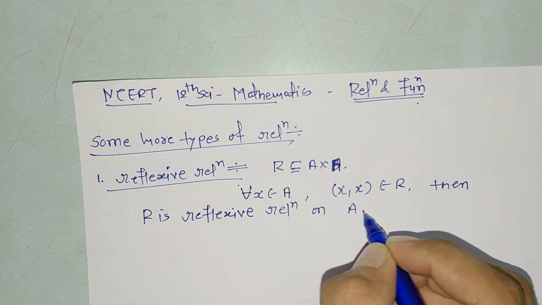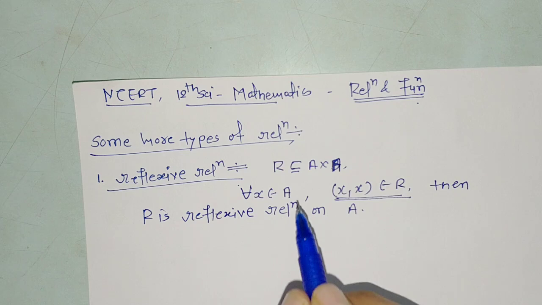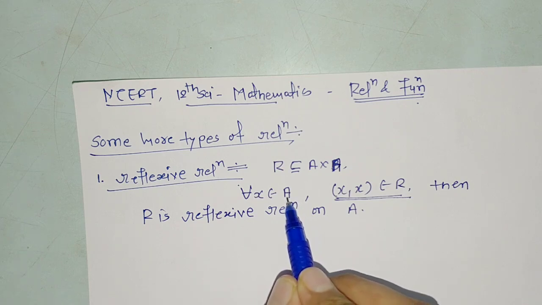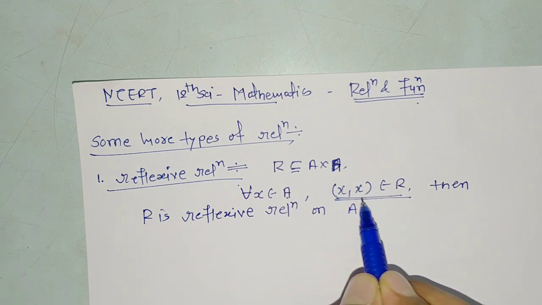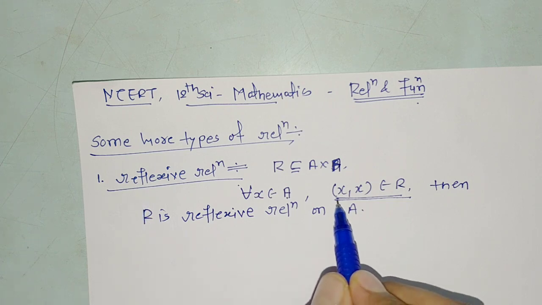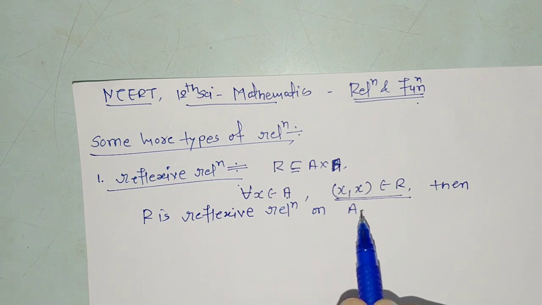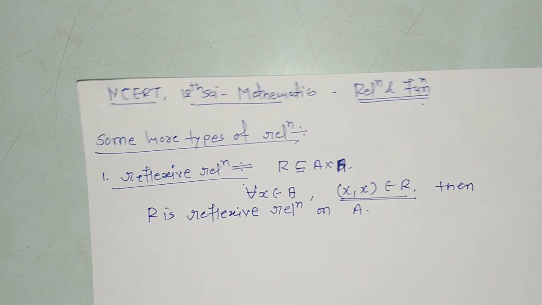on A. What it means to say is, any element of A is related with itself. That is what reflexive relation means. Any element of A is related with itself. That's the meaning of reflexive relation. Let's take an example to understand it.